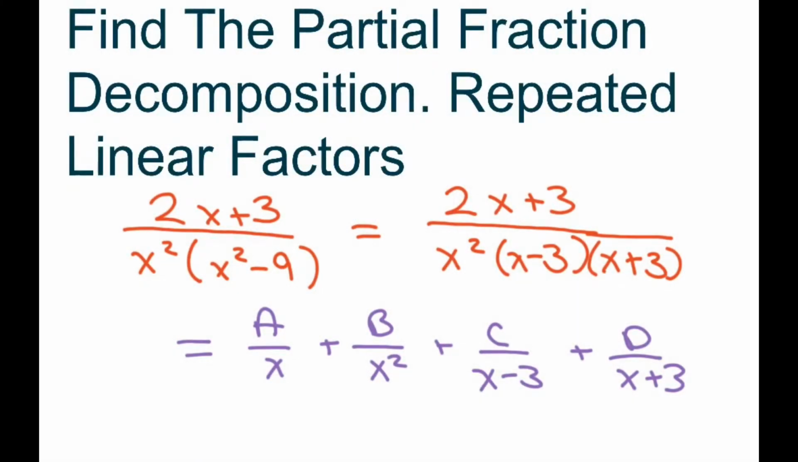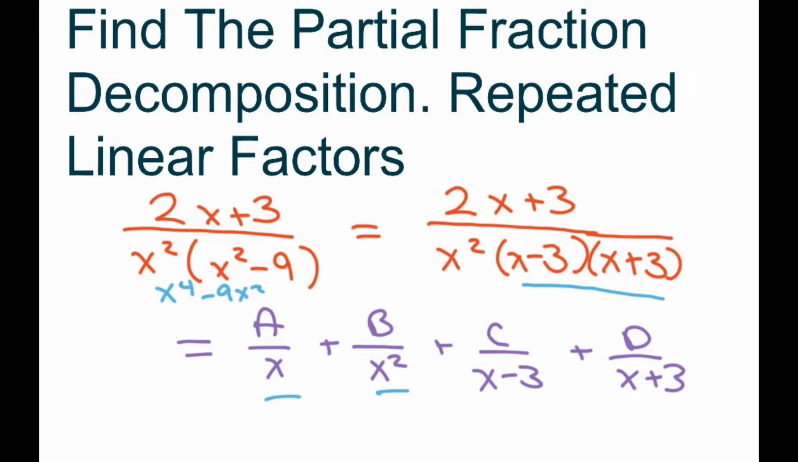Hi everyone, we're going to find the partial fraction decomposition of this particular problem. It was actually written as x to the fourth minus 9x squared. So I went ahead and factored out the x squared, and then I did my difference of squares and factored it more. So these are repeated linears right here, and then we have two different linears here.